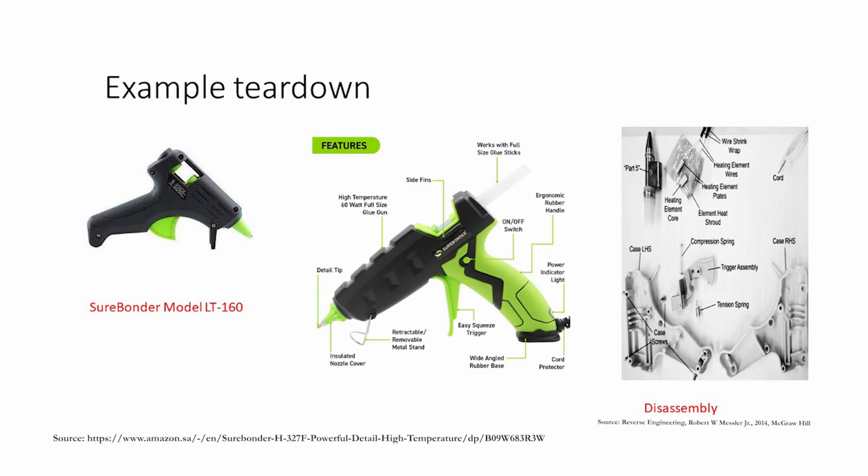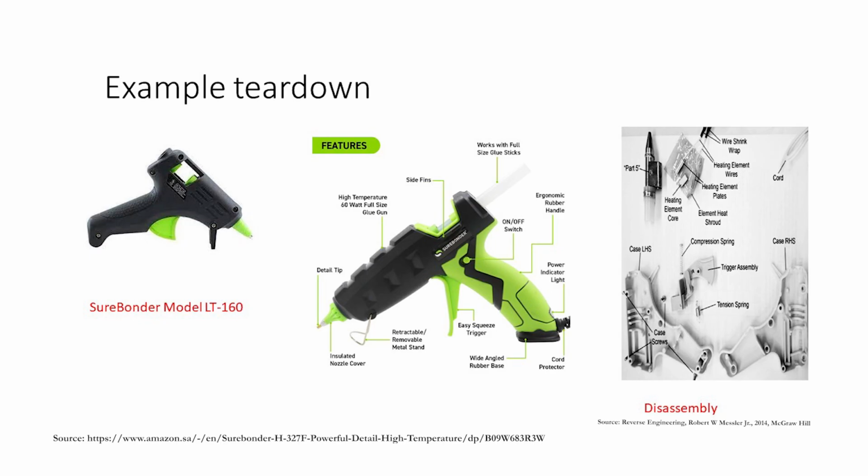There is an insulated nozzle cover, and there is a tip, and the glue comes out from here, and this is where you can place your glue sticks, and this is your high temperature full size glue gun. This is where the melting of the glue takes place. It uses the power that comes in to melt the glue, and then when you squeeze it, it comes out through this nozzle.